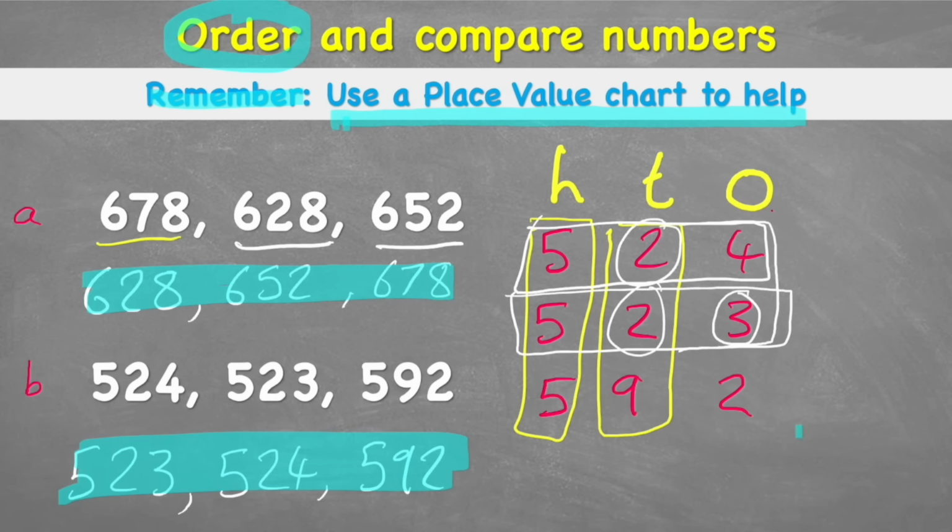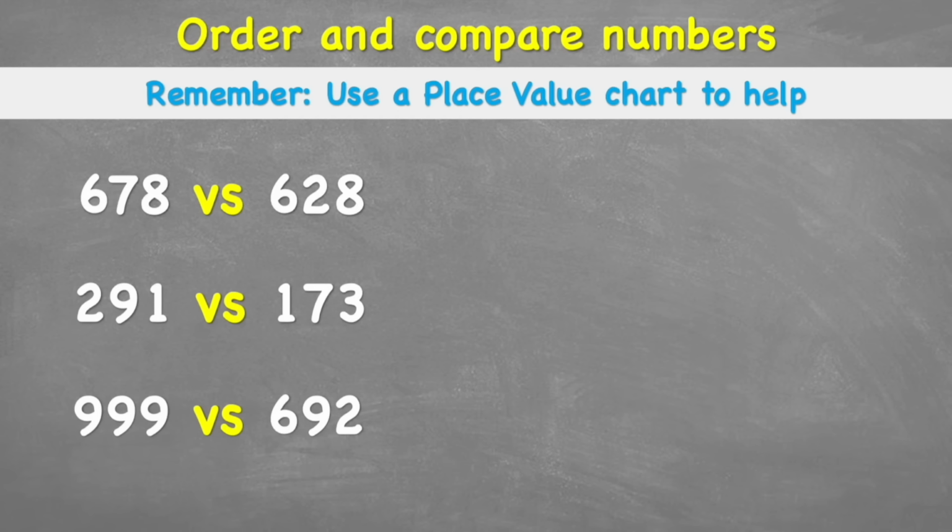So both of these sets of numbers are in ascending order, going from smallest to largest, and they've been reordered. So that's ordering. Let's have a little look at comparing. And I'm going to compare these sets of numbers. You can see I've got this little versus sign here. Now when it comes to comparing, we're going to learn three very important little symbols. We're going to learn this symbol here, which means greater than. We're going to learn this symbol here, which means less than, and we're going to learn the equal sign.